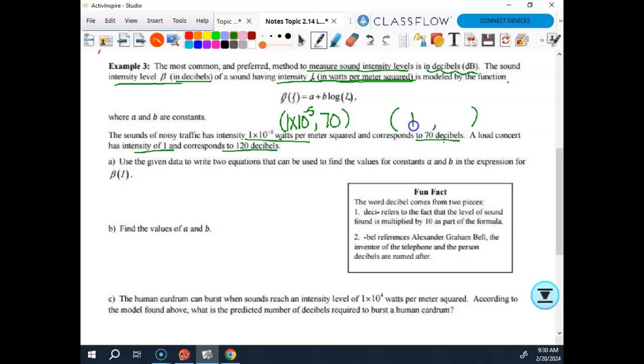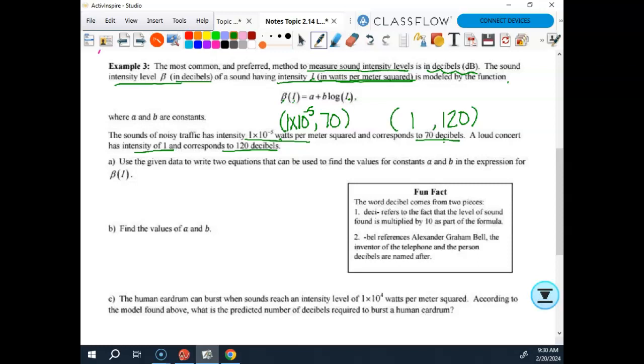1, 120. Everybody okay with that? You understand how to figure out what's what? I know you're not decibel experts, neither am I, but we can get through this question. I know the scientific notation gives you the chills, but you'll be fine. So we're going to use the given data to write 2 equations.